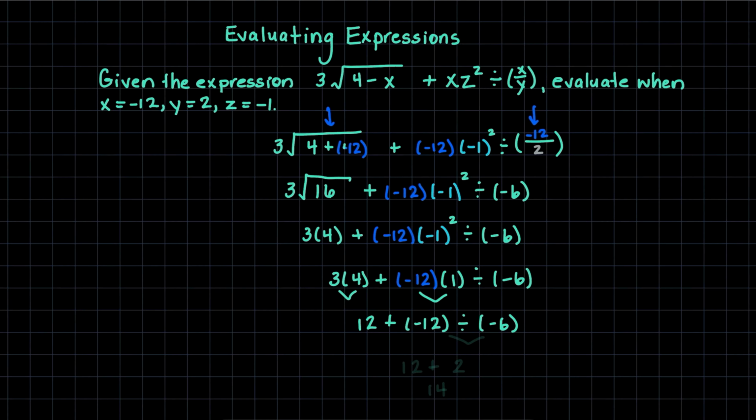We still have multiplication and division. -12 divided by -6 is 2. 12 plus 2, and we are left with 14.